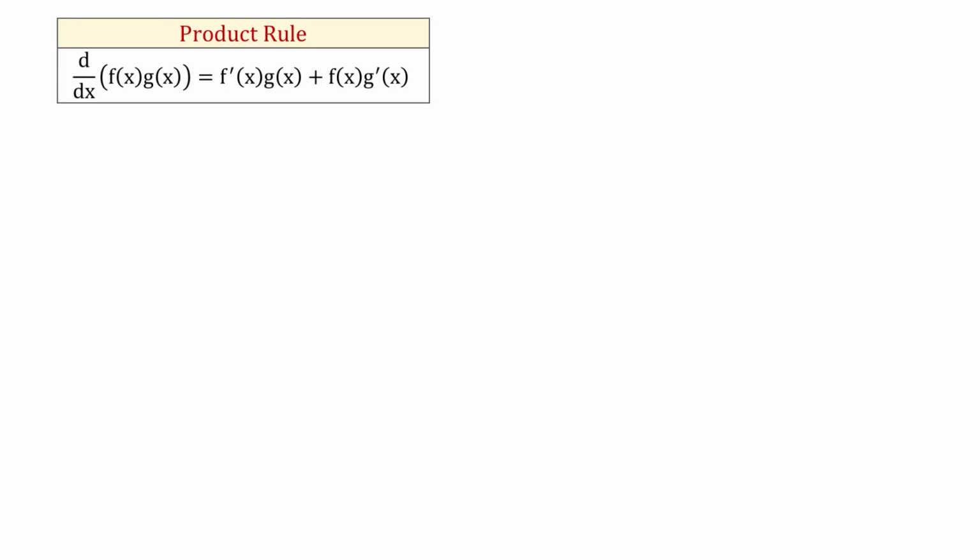The product rule tells us how to find the derivative of a product of two functions. So if f(x) and g(x) are two functions that are differentiable at x, then d/dx of f(x) times g(x) equals f'(x) times g(x) plus f(x) times g'(x).